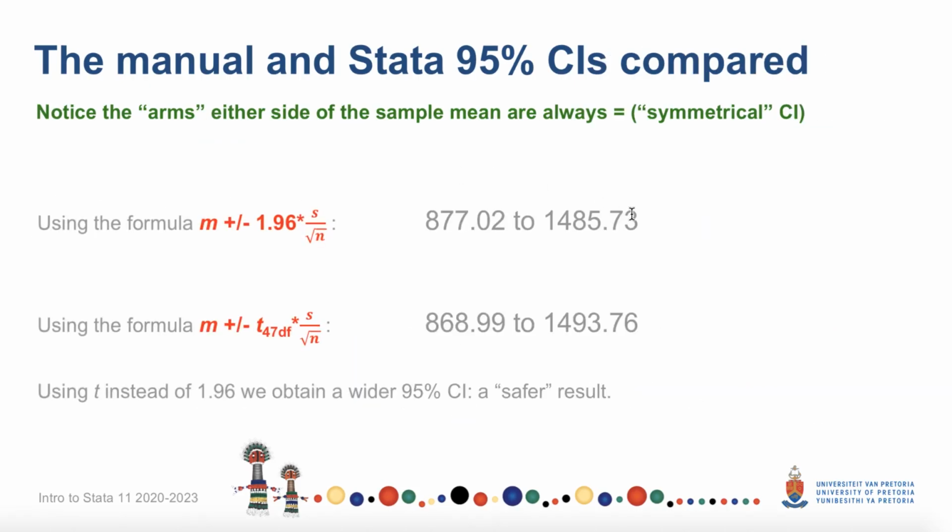Now, when you actually obtain the confidence interval using the different methods, if you were to do it manually using 1.96, you'd get 877 to 1485. And if you did it manually using 2.01, you'd get 869 to 1494. You see that using the value of t, the 2.01, rather than 1.96, gives you a wider and safer confidence interval. It's more likely to include the population parameter than the estimate using 1.96.